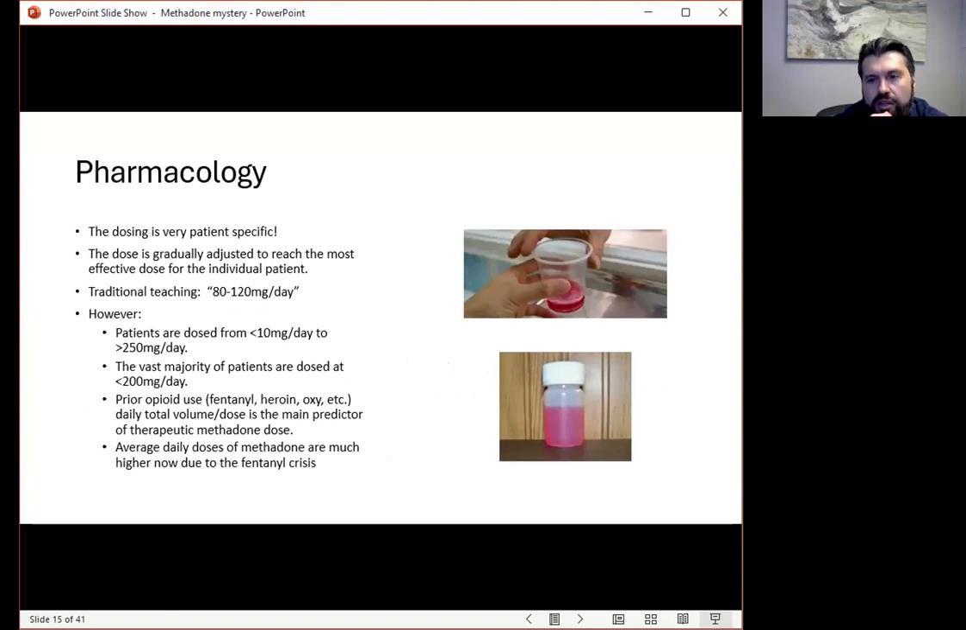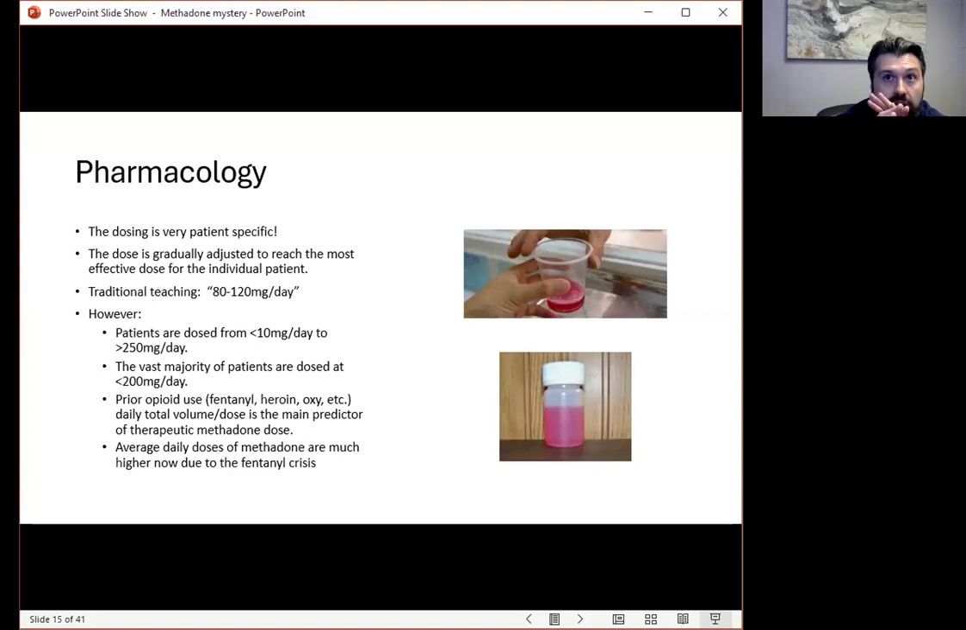Traditionally, if you look at the old literature when it comes to methadone dosing, you're talking about reaching a therapeutic dose around 80 to 120 milligrams a day. But that dose can vary widely depending on the patient's tolerance and overall health and symptomatology. I have patients at my clinic as low as a couple of milligrams. I think we have patients greater than 250 milligrams at my clinic as well. So it's a wide window when it comes to what the therapeutic dose would be for the patient. But most patients are under 200 milligrams.